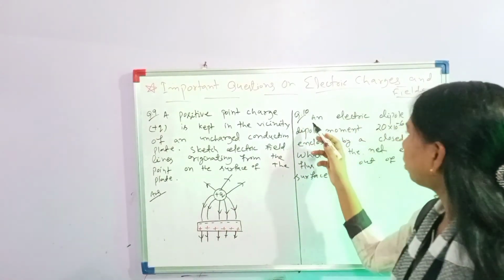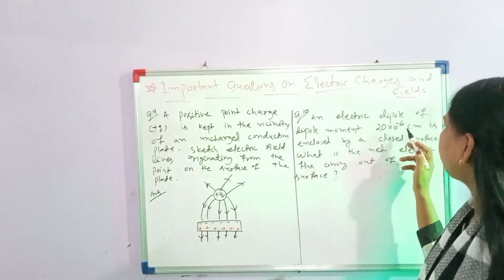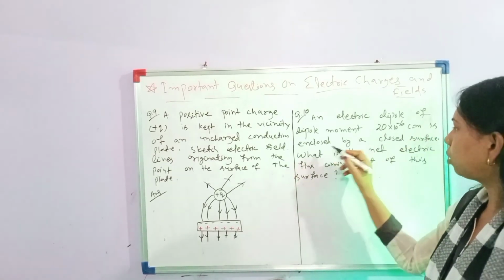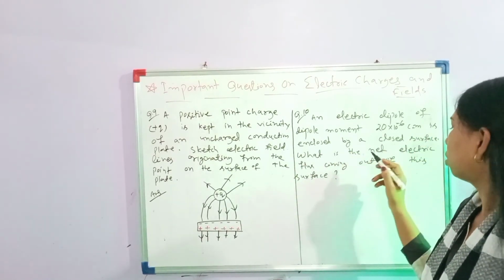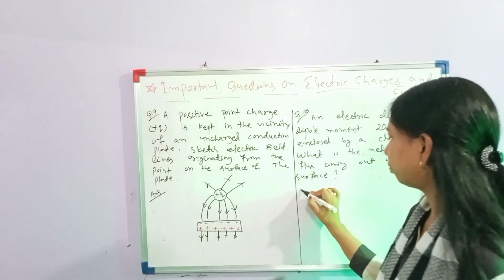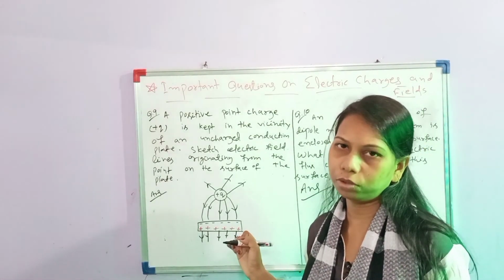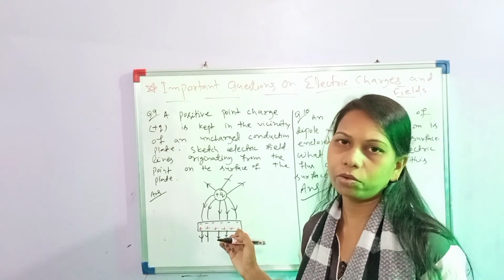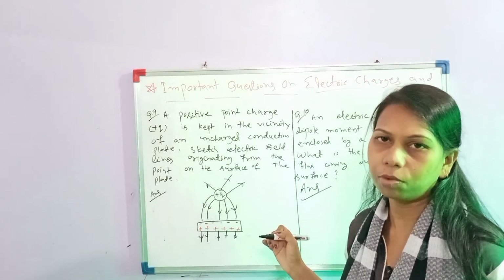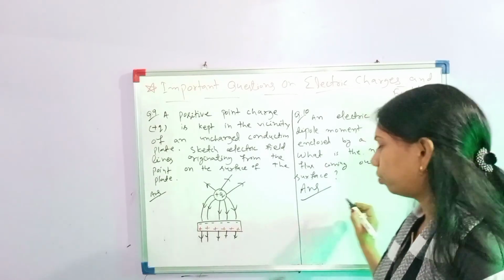Next, question number 10. An electric dipole of dipole moment 20 into 10 to the power minus 6 coulomb meter is enclosed by a closed surface. What is the net electric flux coming out of this surface? As you know, net charge on the dipole equals 0 because an electric dipole consists of two equal and opposite charges separated by a small distance. So total charge is 0, so total flux equals 0.